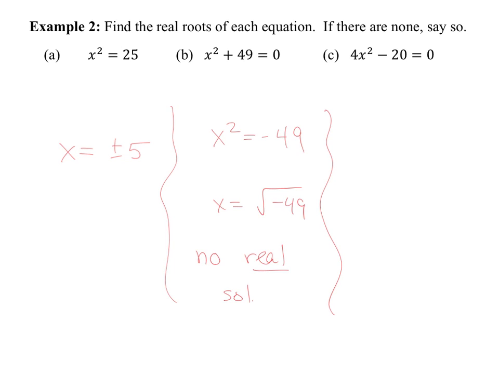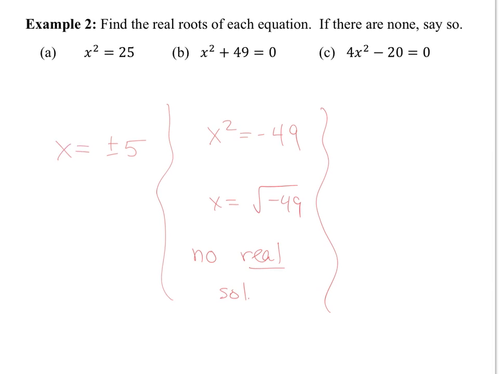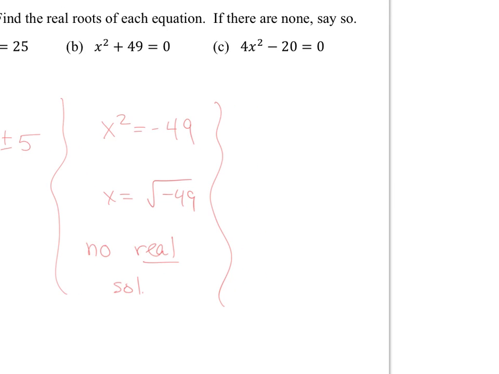Part C? There are 2 ways to do part C. George, give me one way. All right, so move 20 over. And then divide by 4. So what's the answer, George? Give me the exact answer. Yeah, 3, 6. No, I want the exact answer. Square root of 5. Thank you.